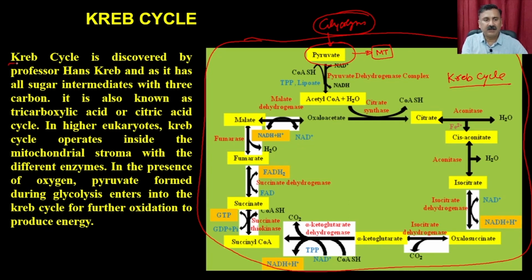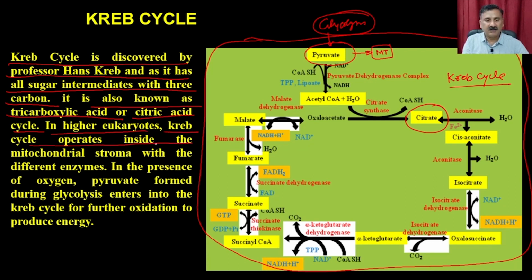The Krebs cycle was discovered by Professor Hans Krebs, and it has all sugar intermediates with 3 carbon. It is also known as the tricarboxylic acid or citric acid cycle. It is called the citric acid cycle because the first molecule generated in the Krebs cycle is citric acid. In higher eukaryotes, the Krebs cycle operates inside the mitochondrial stroma with the help of different enzymes.